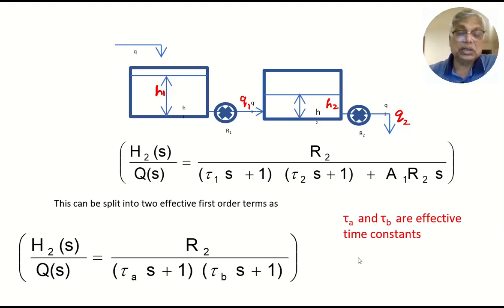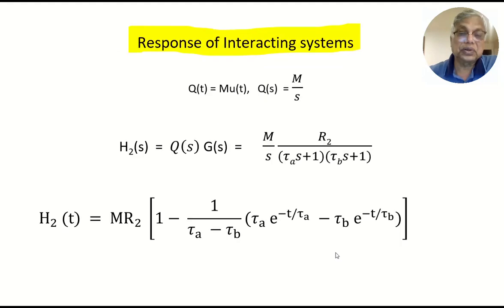Now let us find out the response of this overall transfer function for a step input. We'll give a step input to the inlet flow rate, Q, and as a result, we'll find out how the level in the second tank, H2, changes.